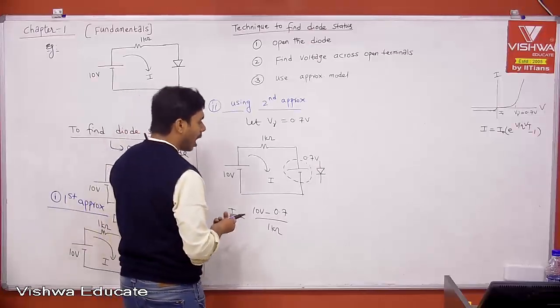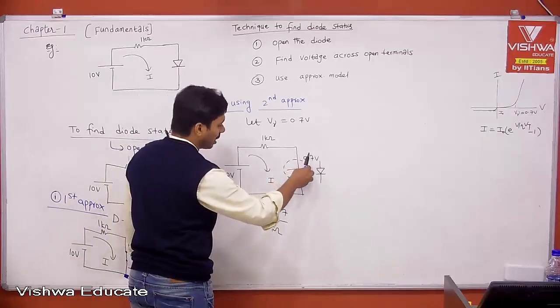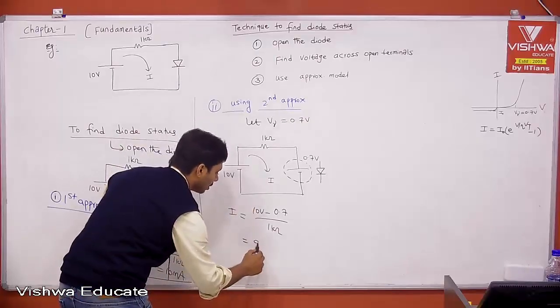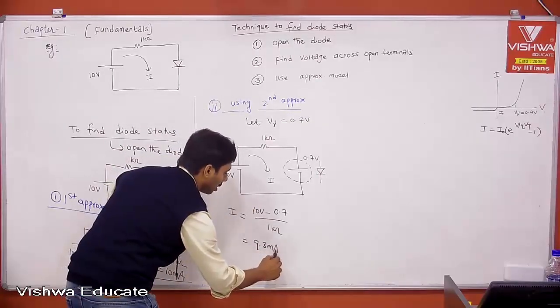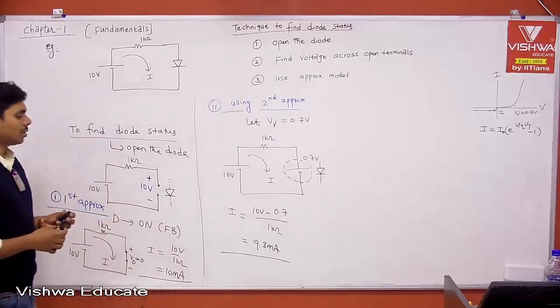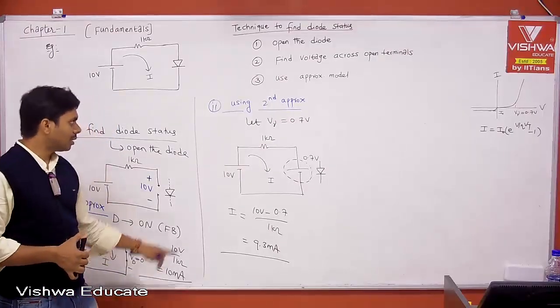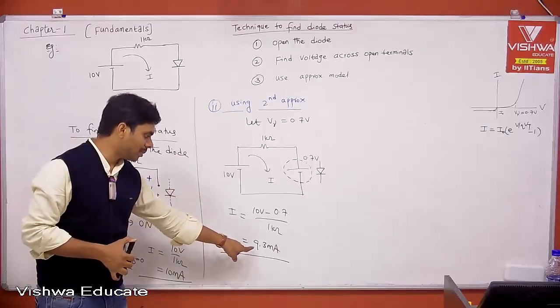Out of 10, 0.7 will be taken by the diode. The remaining 9.3 will be given to the 1 kilo ohm. Then you will get 9.3 milliampere. This is your current. If you use first approximation, we get 10 milliampere. But if you use second approximation, we get 9.3 milliampere.